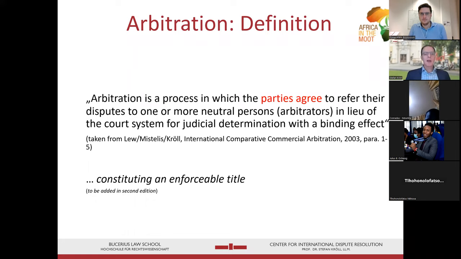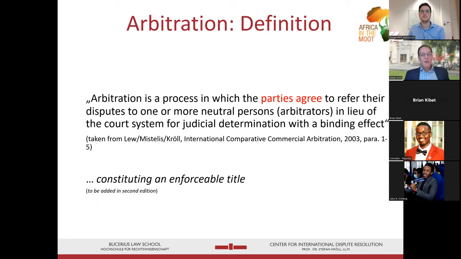In the meantime, you have a number of other forms of dispute resolution where you have a decision by a third party, an adjudicator, an expert, whatever, which renders a decision with a binding effect. But that decision does not constitute an enforceable title, but merely constitutes a kind of contract. So from that definition, when you look at that, you can derive a number of characteristics of arbitration.